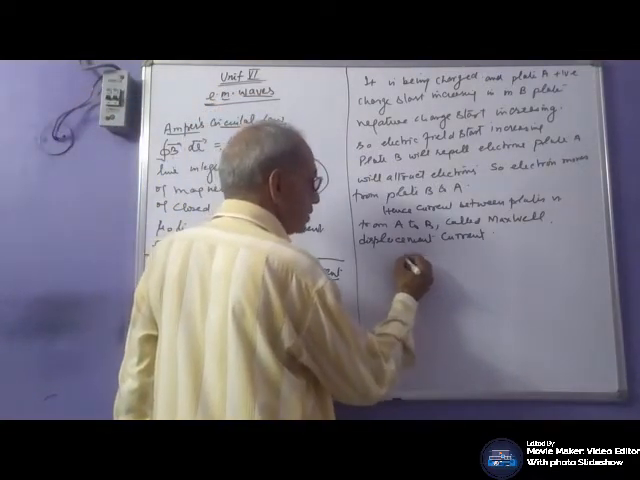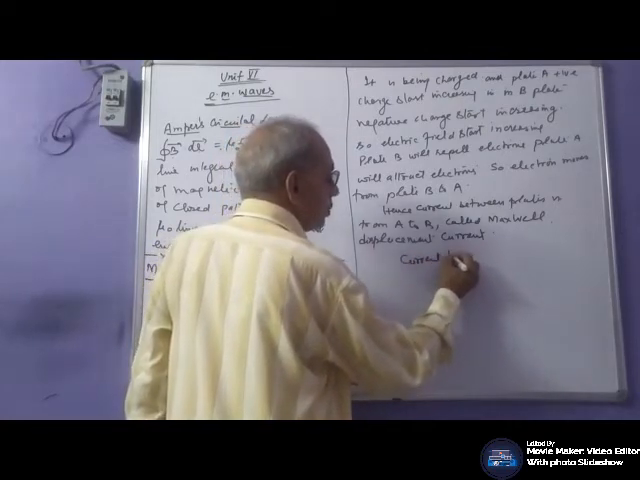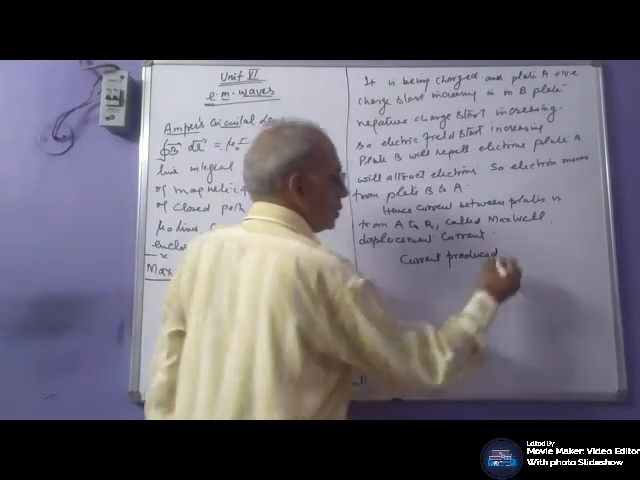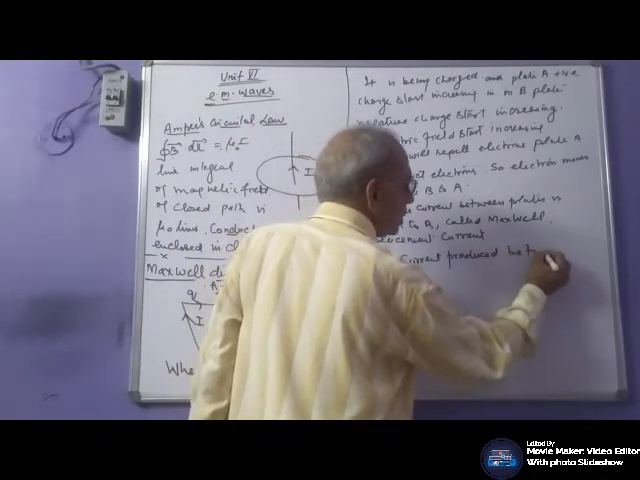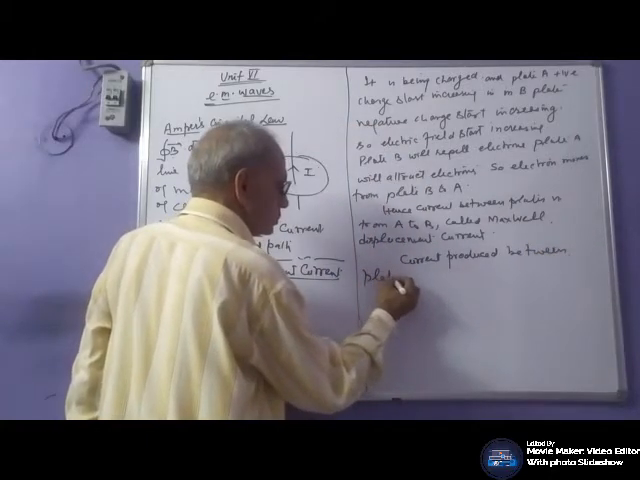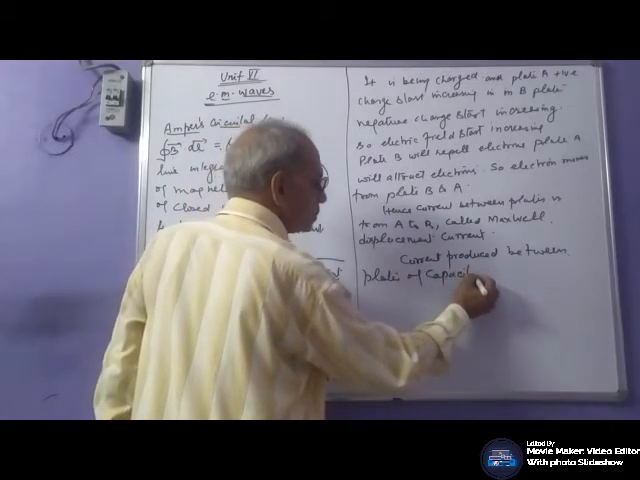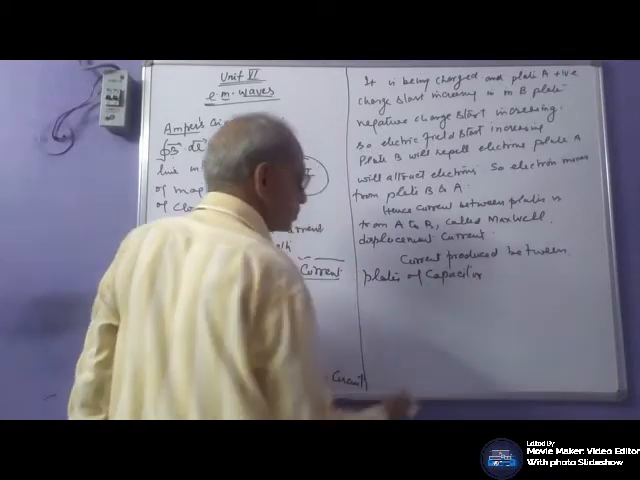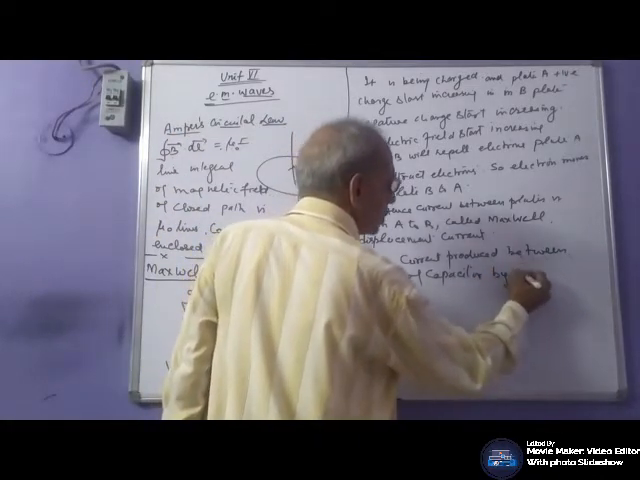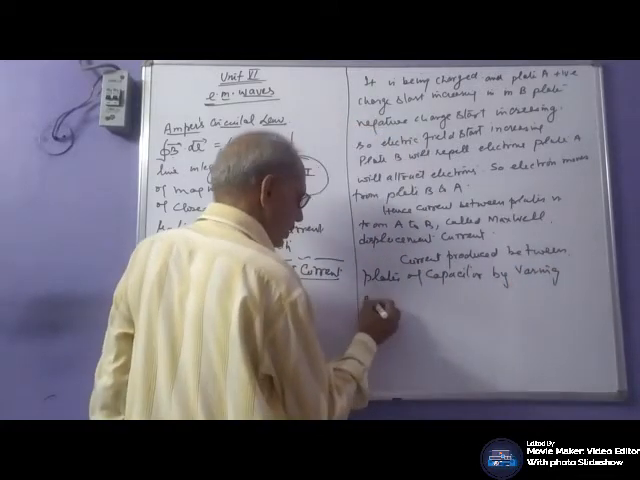So what is the definition? Current produced between the plates of a capacitor by a varying electric field.